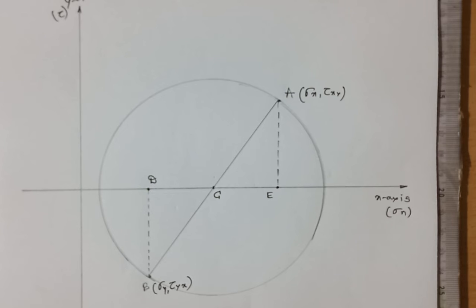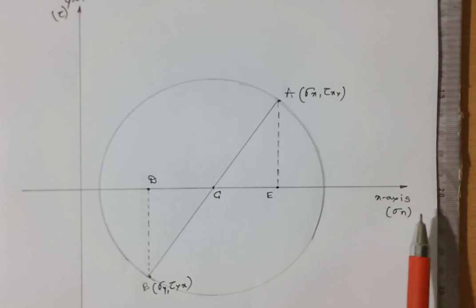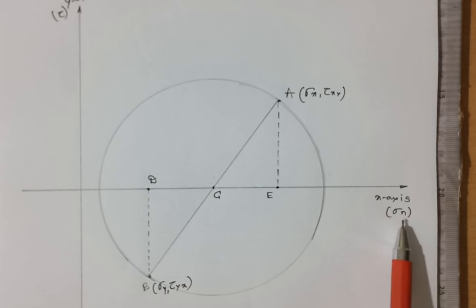So any point on a Mohr circle is denoting a state of stress on a particular plane, right? Now you just check out on this circle where shear stress is 0. I know that this is the tau axis, that is the y axis, and this is the sigma n axis, which is normal stress. Now shear stress should be 0, right? Shear stress is along the y axis, and this is along the x axis.